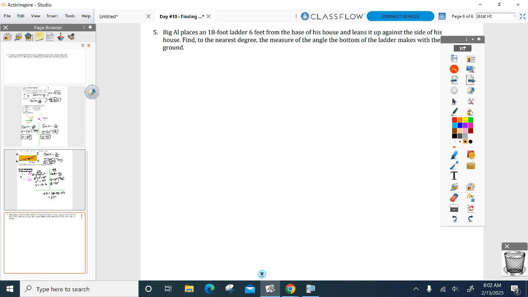I always worry about, you guys know how I feel about this, these real life diagrams. An 18-foot ladder, 6 feet from the base of his house, and it leans up. All right, so we got a right triangle. The ladder's the leaning one, aka the hypotenuse. That's 18 feet. Oh, 18-foot ladder, sorry.